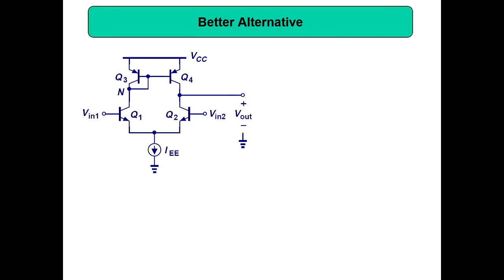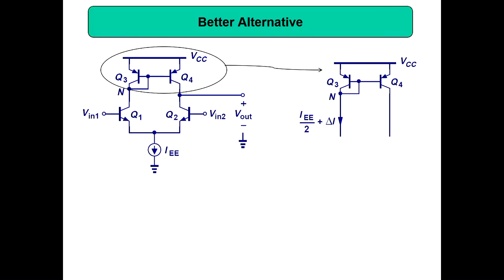Then a better alternative is this one. So what they did is they designed, instead of a load, a current mirror. So when you design a current mirror, you can get some good effect, means you can convert the two lines into one line. So then the current mirror, if this current is IW by 2 plus delta I, this current also will be IW by 2 plus delta I, because that is a current mirror.